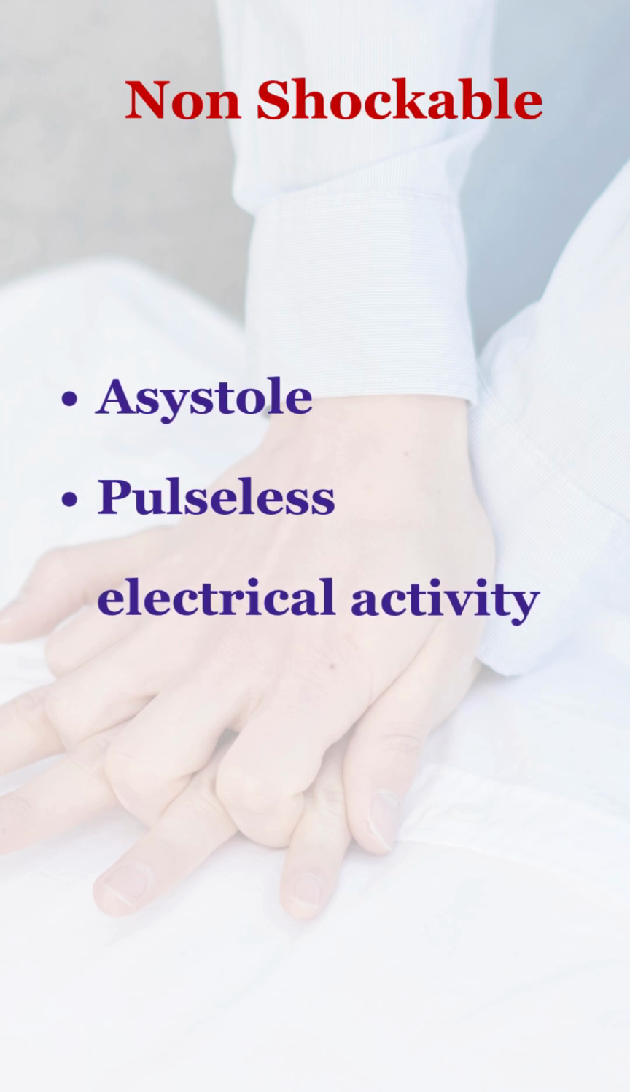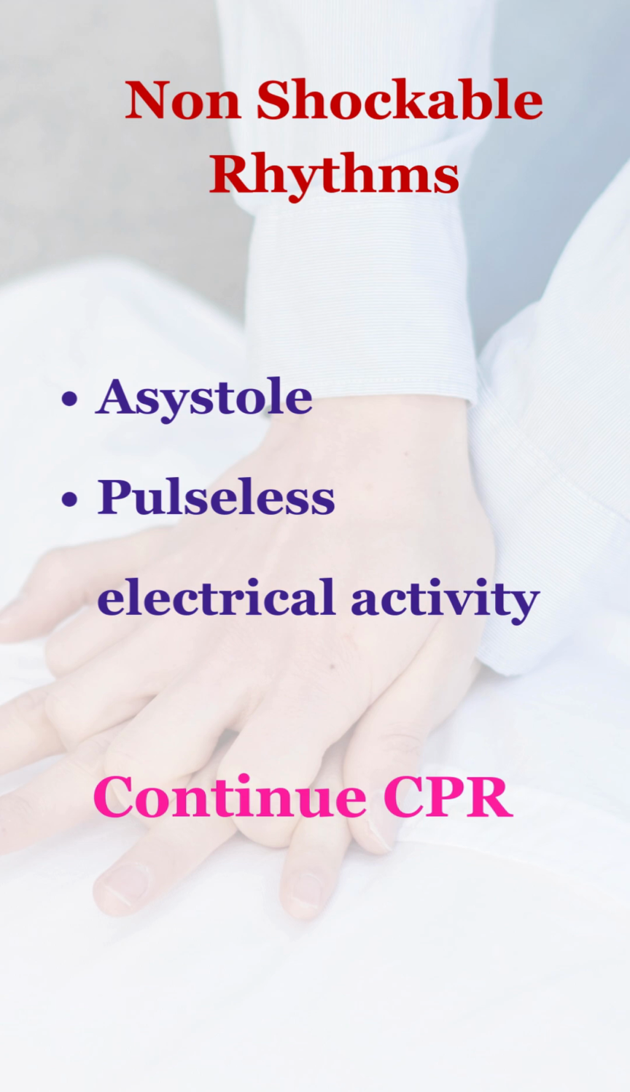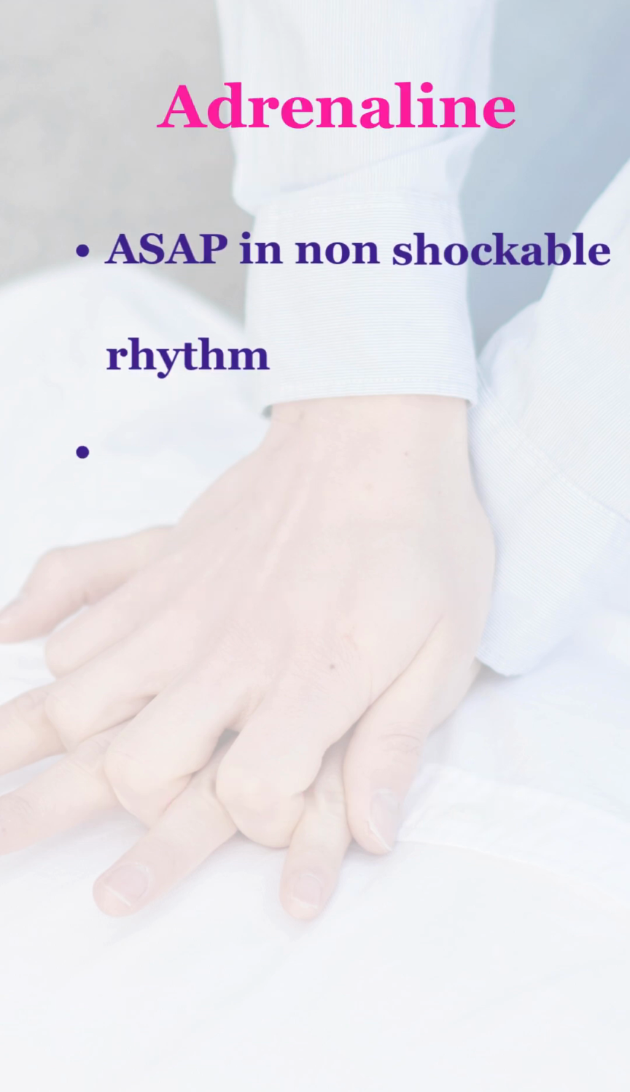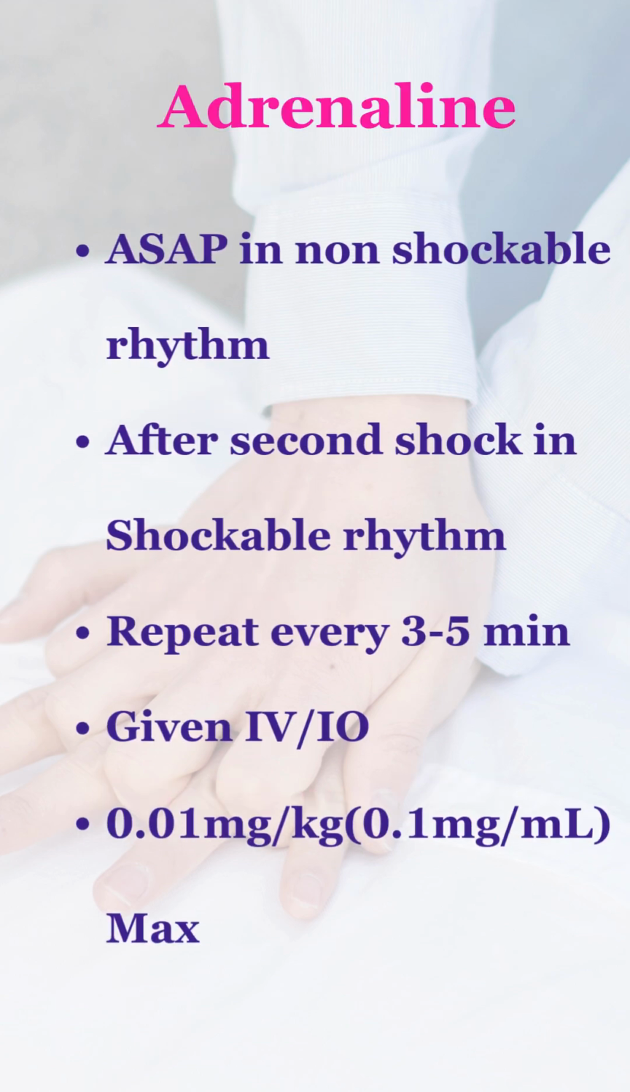For non-shockable rhythms, such as asystole or PEA, immediately resume CPR. Administer adrenaline as soon as possible for non-shockable rhythm. For shockable rhythms, give it after 2 attempts of defibrillation or sooner if rapid defibrillation is not possible. Repeat adrenaline every 3 to 5 minutes.